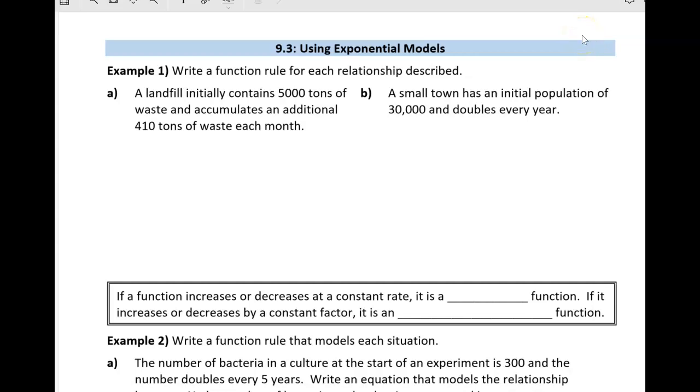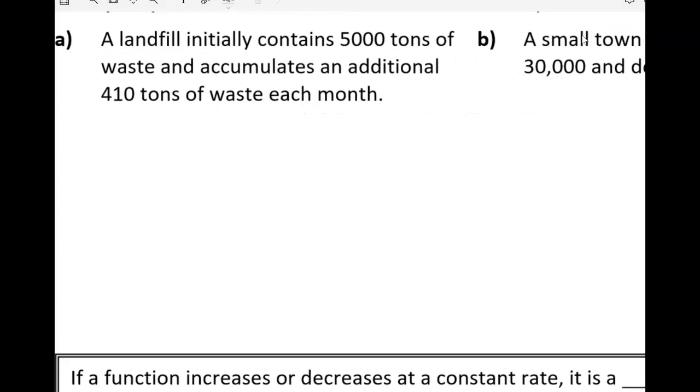In this lesson, we're going to be looking at exponential models, so we're going to write equations, and then we'll use those equations to solve problems. In example 1, we're going to write a function rule for each relationship that's described.